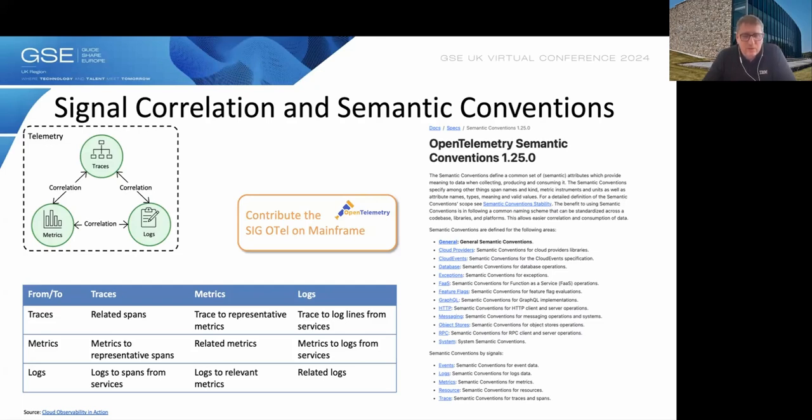it's depicted here on the left side of the screen, there is a powerful method available of how you can correlate between those different signal types, but then as well get additional information about the source and semantics of those telemetry data coming from the mainframe.